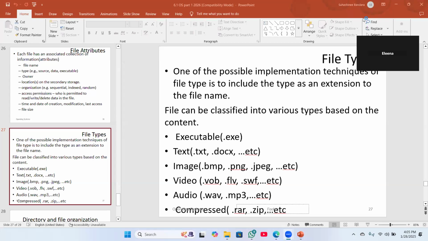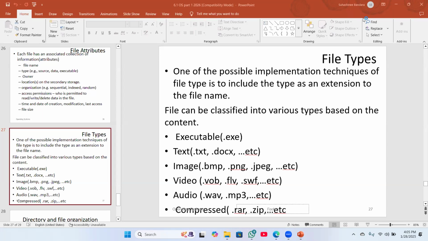So in file handling, we have to consider the file types. One of the possible implementation techniques of the file type is to include the type as an extension to the file name. So we apply file extensions like .exe, .txt, .docx. For images, we use BMP, PNG, JPEG.